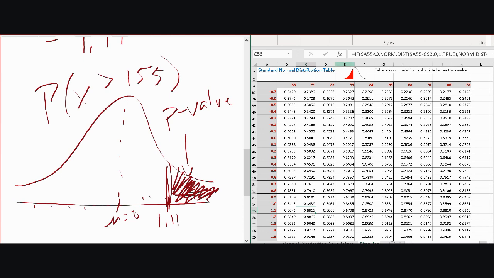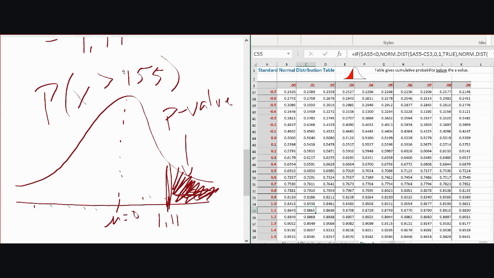Everything to the left of our z-score. But that's not what we want. We want everything to the right of our z-score. So how do we find the opposite? That's what we're given here, right? We're given the opposite of what we want. We want everything to the right, but we're given everything to the left. How do we find the opposite in probability? We take 1 and we subtract the probability that we have from 1, and that gives us the opposite.